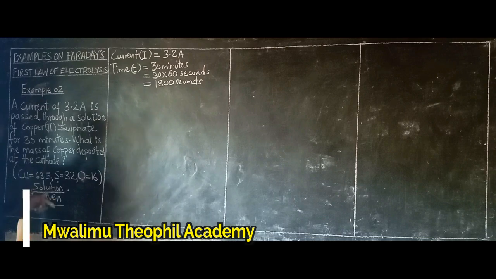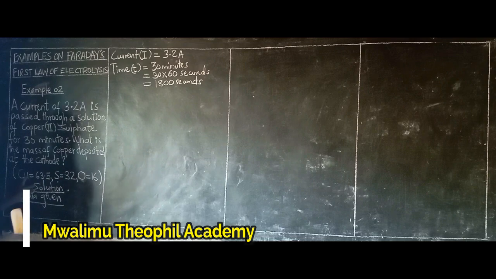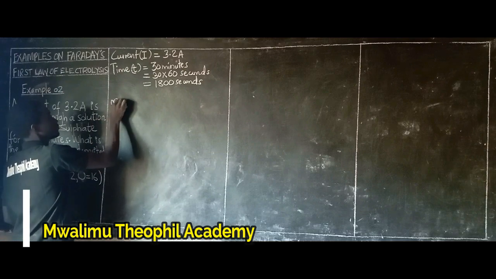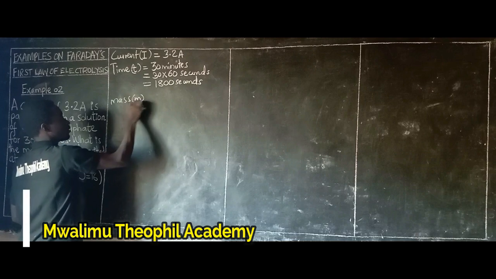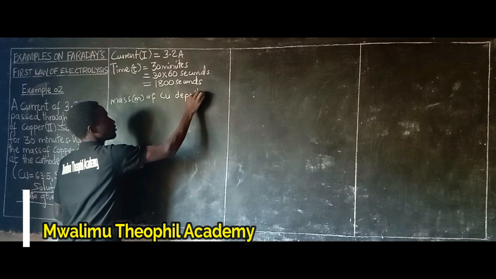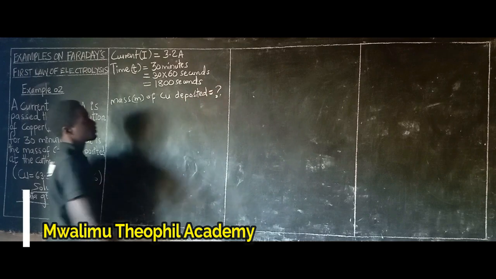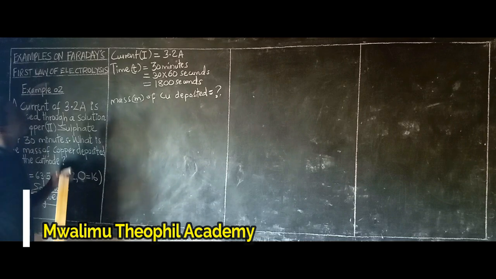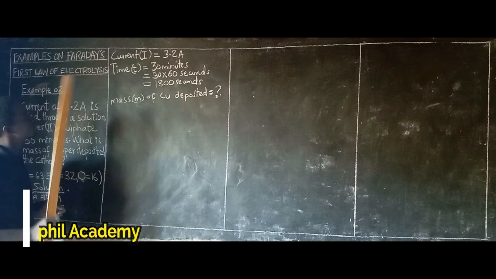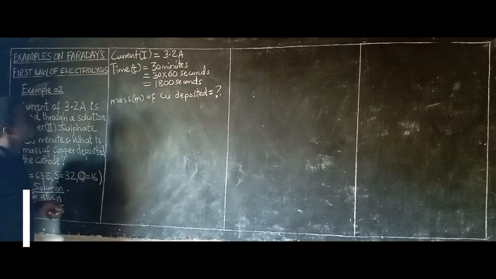Another data we have here is the relative atomic masses of these various elements: copper, sulfur, and oxygen. Now, what is required here is to calculate the mass of copper deposited. The mass M of copper deposited is required. It's not known. Now let us use this data to calculate this mass of copper deposited on the cathode.